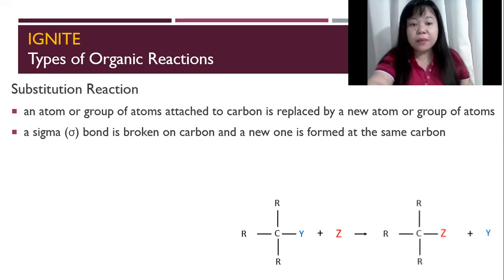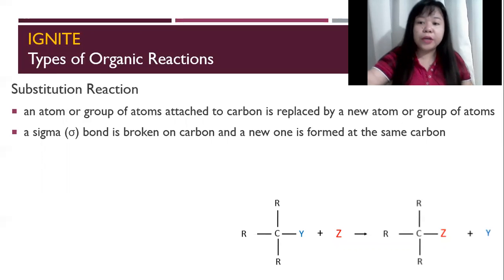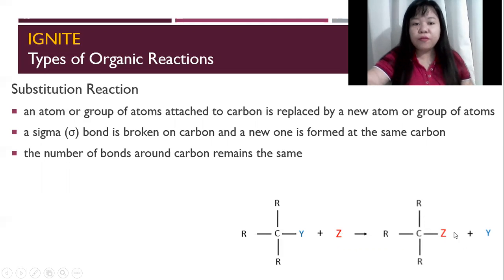So notice that a sigma bond is broken on carbon and a new one is formed at the same carbon. So this is the sigma bond that has been broken, and then another sigma bond is formed on the same carbon, so that the number of bonds around the carbon remains the same. In this case, it's only 4.